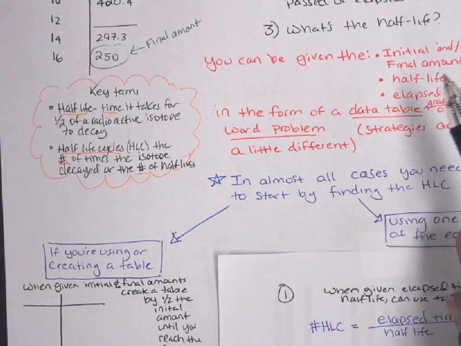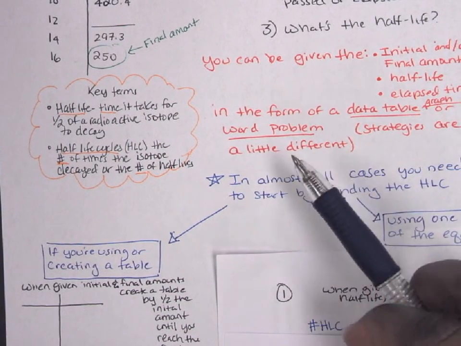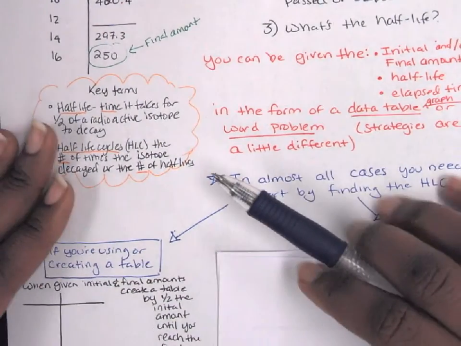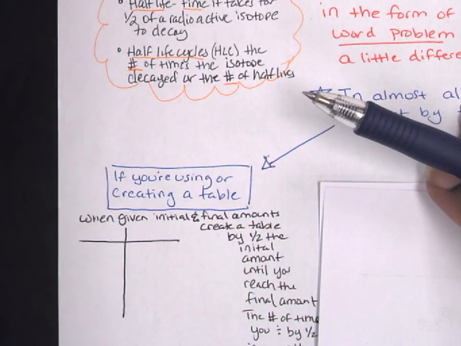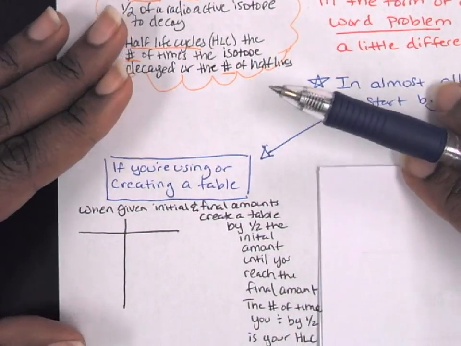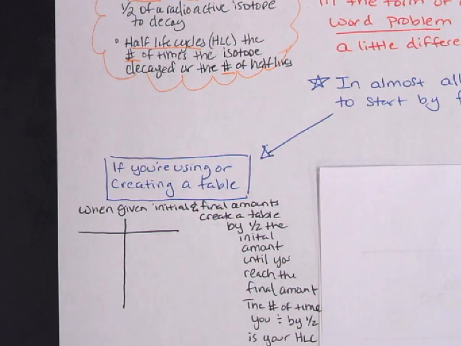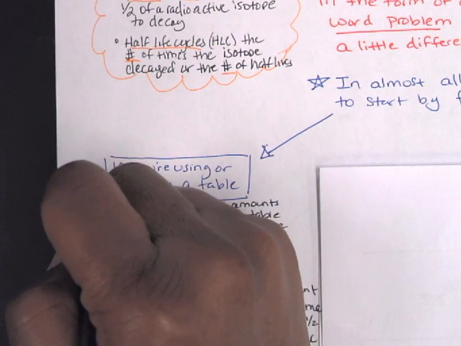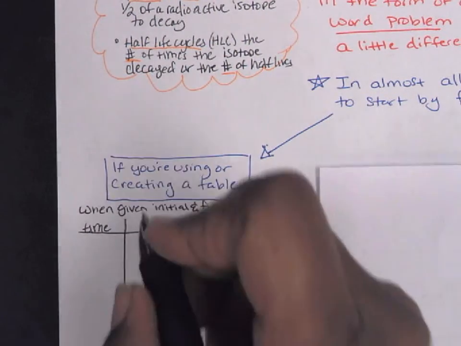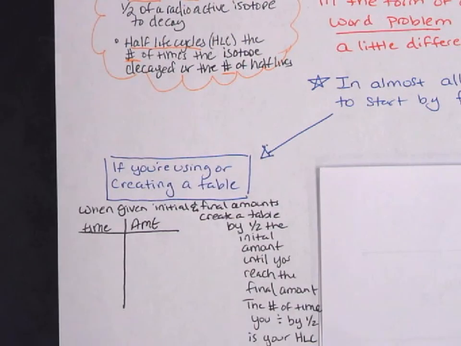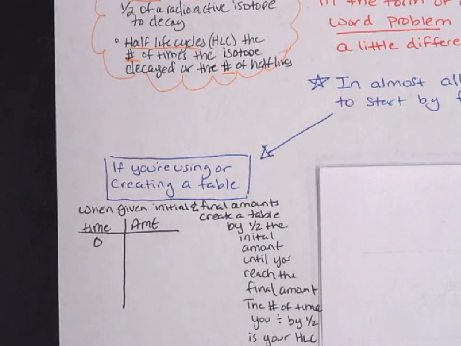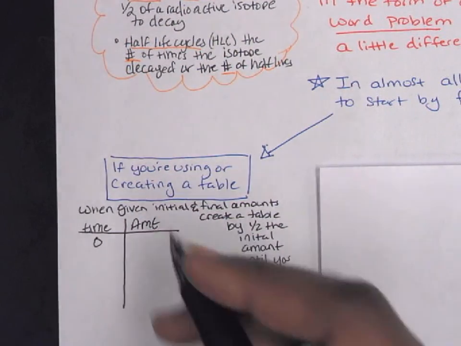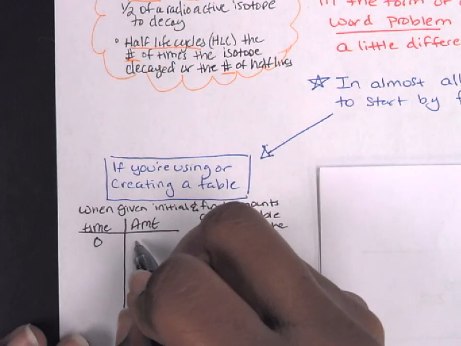So I'm going to try the table strategy because this is actually a pretty easy strategy, and it's also very useful for many things. So for the table strategy, what you're going to do to find the number of half-life cycles is start by creating a table with time on the X and amount on the Y. You're always going to start your time at 0. So in fact, you don't even really need to worry about the time section. It's more about the amount.